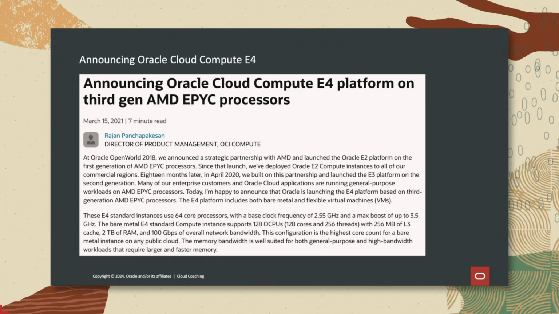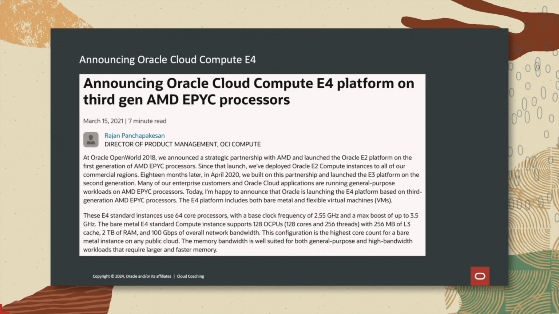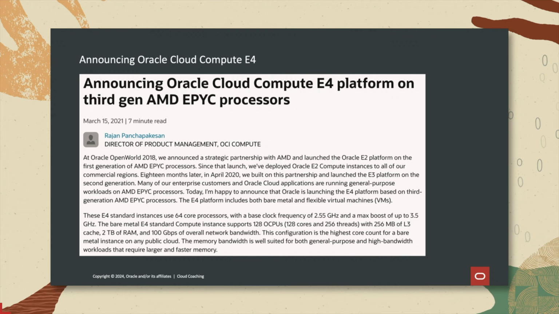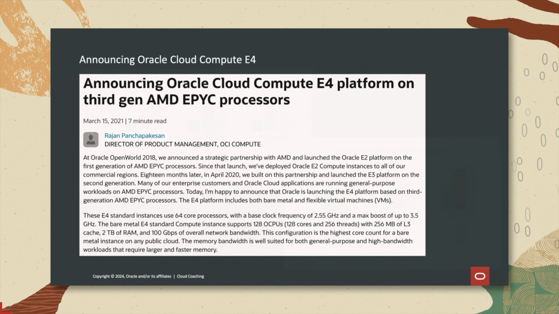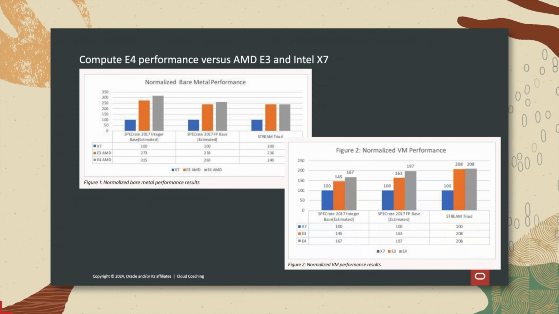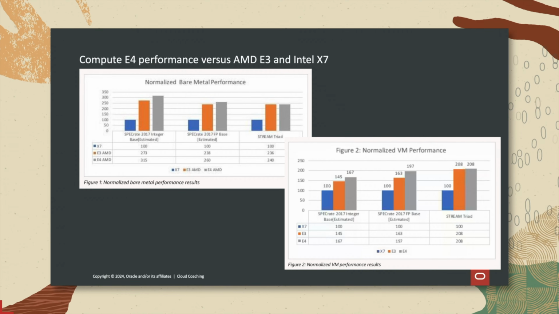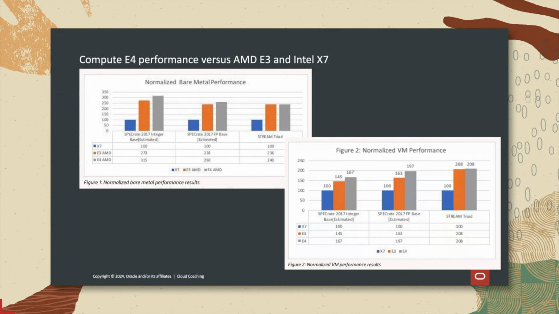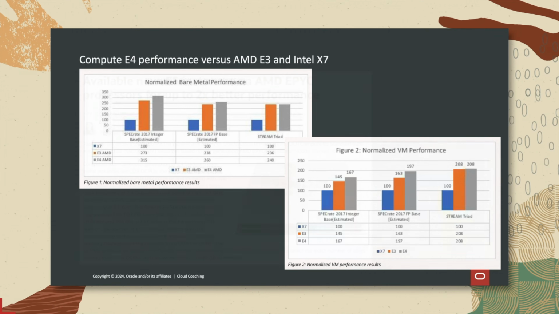Back in 2021, we launched our AMD E4 shapes using the EPYC Milan processor. These were a big step up, offering up to 15% more performance than the previous E3 shapes, and even double the performance of the Intel X7 shapes.